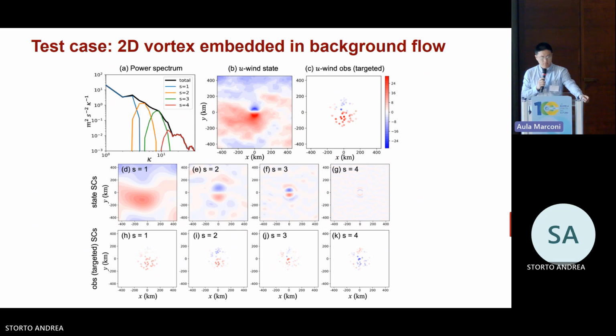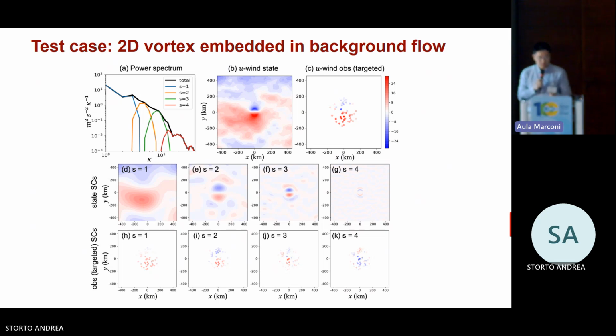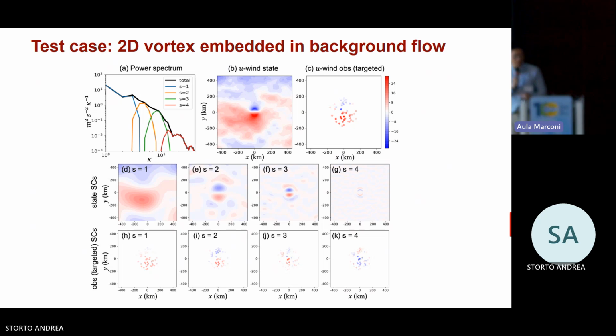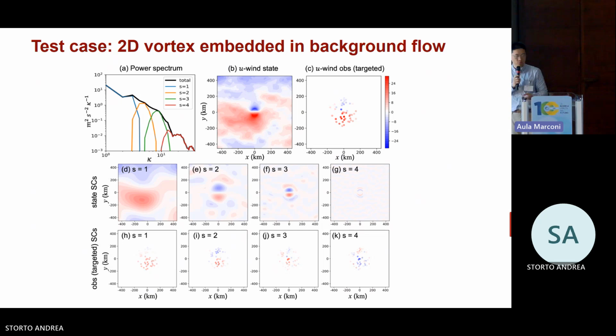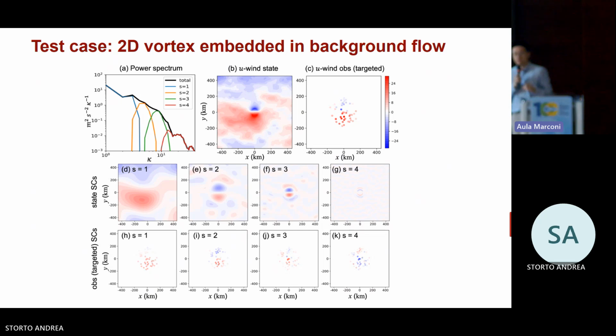I divided this system into four scale components, S equals 1, 2, 3, 4, and the second row is the model state. So the vortex looks like this in the scale components. And the final row here is the observation. So if I have an irregular network, maybe the airplane flies into the hurricane and drops sondes to pick up the wind speed, this is what it will look like with these dots. I can do the same spatial bandpass filtering for the observation, and that looks like the bottom.